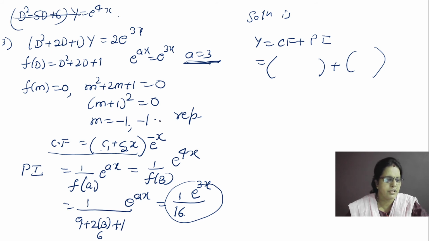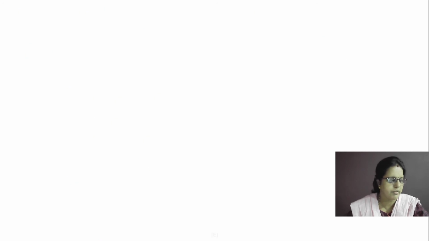Now we shall see the case when one of the roots is the same as the root of e power ax. That is, a is the same as one of the roots of the auxiliary equation. So let us consider the next problem. In the next problem, we have to find the constants.